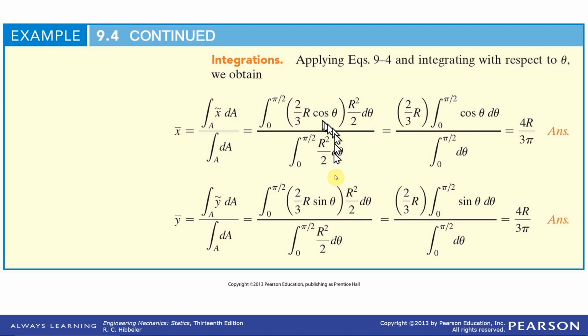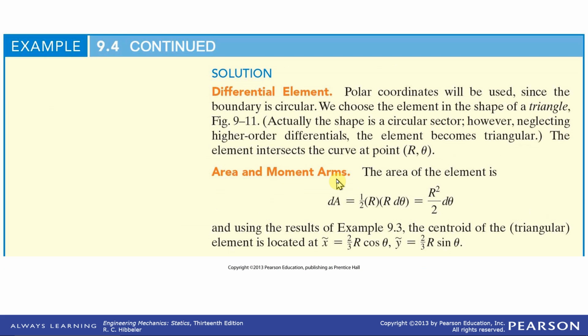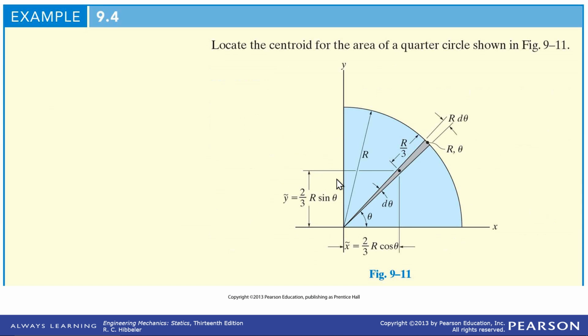Cosine theta, and I forgot about, let's see, where does the cosine theta come in? How do we get that? That's right. So here x max is going to be r cosine theta, so 2/3 of that. Same thing with y max.